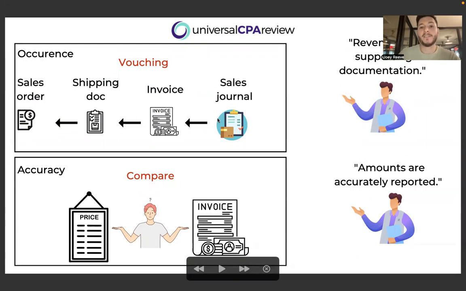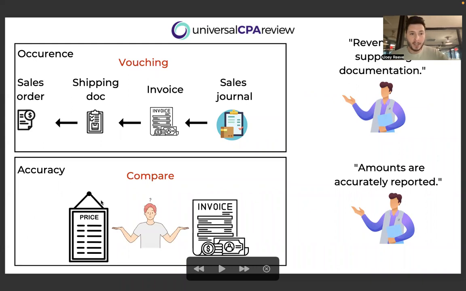We want to make sure that this event that is reported in the sales journal actually occurred. How do we do that? Well, does the documentation support the fact that it did occur? Okay, so going from the sales journal backwards is going to tell us that story. If we say, okay, this sale took place on November 30th. Okay, great. That's in the sales journal, but how do we know they didn't just make that up? Well, if we work backwards, we see that this transaction actually occurred because the invoice says it did, the shipping document says it did, and from the point of initiation, the sales order form says that it did.